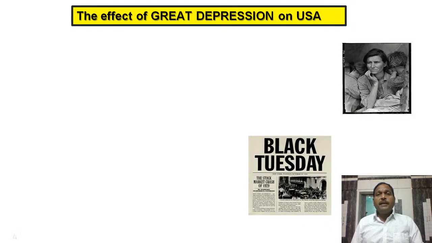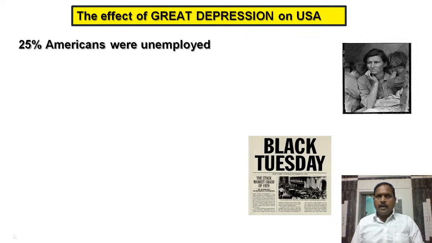The effect of the Great Depression on USA. You see two pictures in it. They resemble the condition of the Great Depression. One is a woman who is sitting very sad with the children, having lost her job. And again, Black Tuesday, October 29, 1929, on which the crash down of the stock market happened in USA.